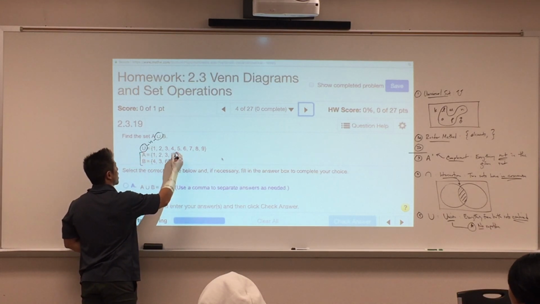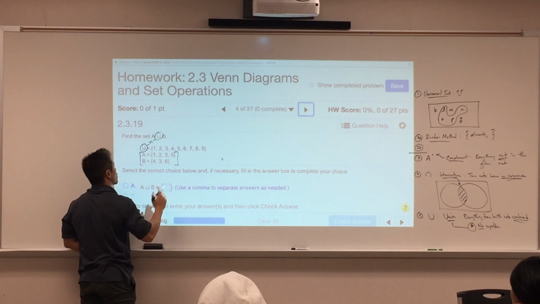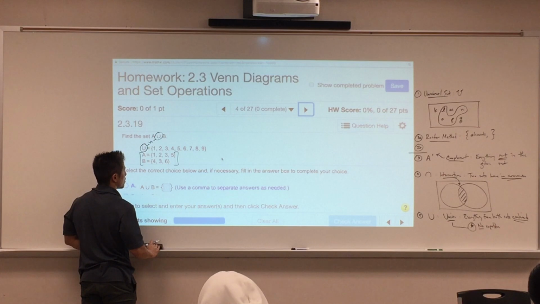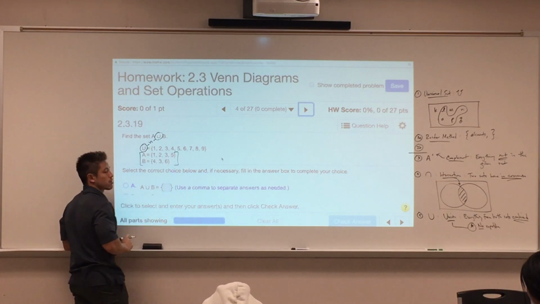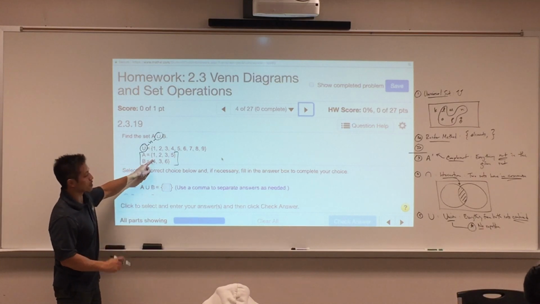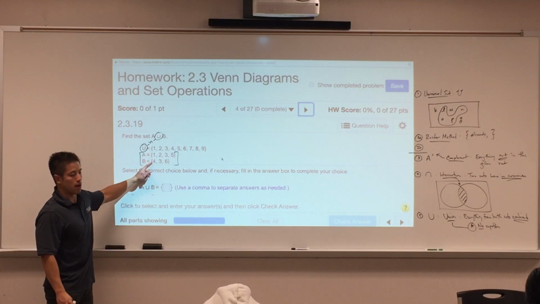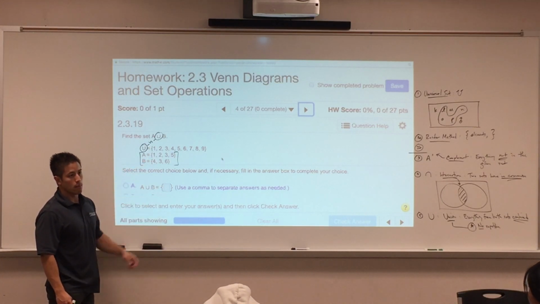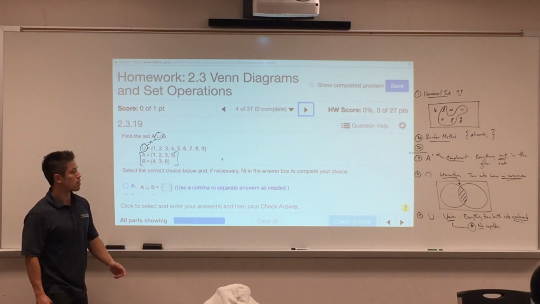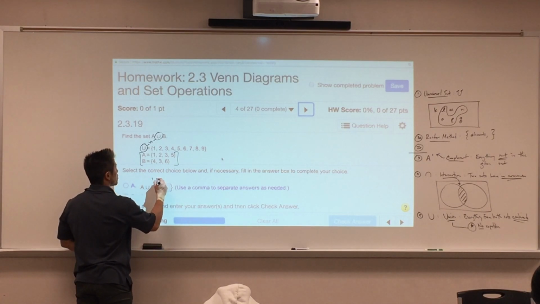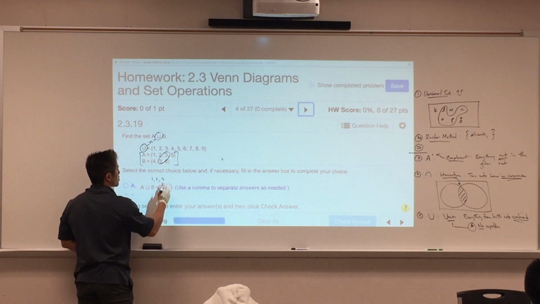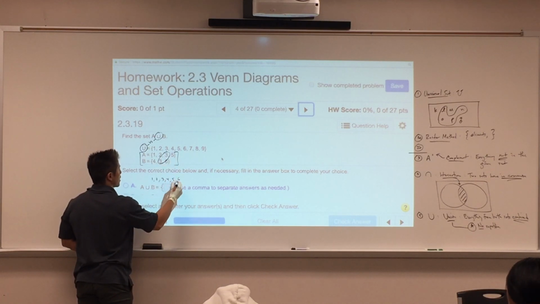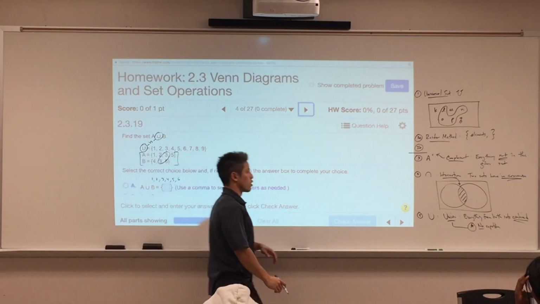Everything from A and everything from B combined into one set without repetition. So in other words, my answer should have all of this. I should see every single one of these elements from A and B down here, but not repeating anything. So that would look like 1, 2, 3. I've got repetition with 3, so I'm not going to write it twice. 4, 5, and 6.